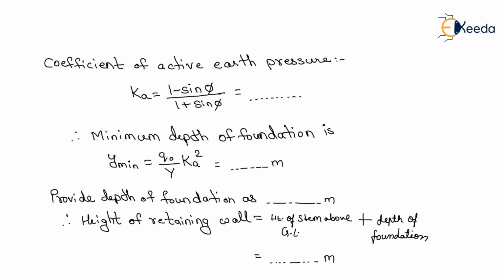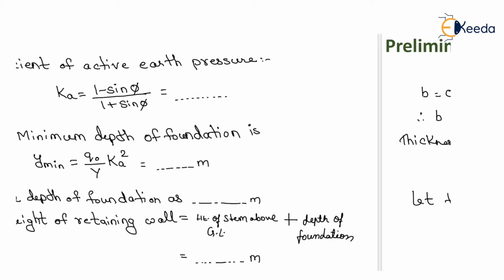Now we will move toward calculation of coefficient of active earth pressure. It is calculated by using formula Ka equals to (1 minus sin phi) upon (1 plus sin phi). After that we will calculate Y minimum, which is minimum depth of foundation, and it is calculated by using formula q naught upon gamma into ((1 minus sin phi) upon (1 plus sin phi)) square. It will be calculated in meter, and from this we will provide depth of foundation as Y minimum in meter. Now we will calculate height of retaining wall equals to height of stem above ground level plus depth of foundation. It is calculated in meter.